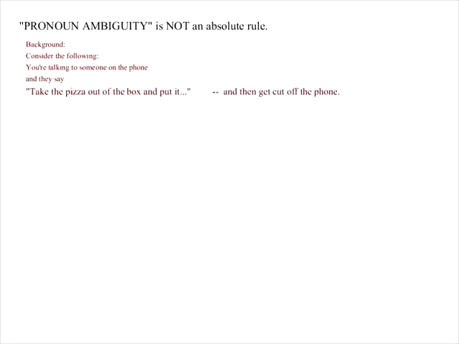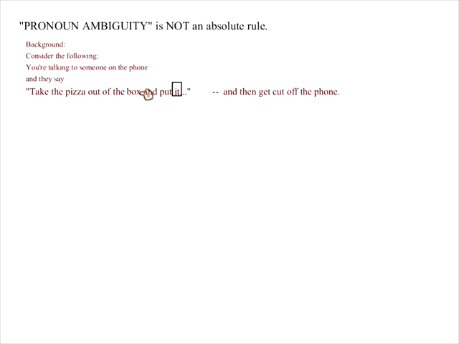Okay, let's say you're talking to someone on the phone, and they say, take the pizza out of the box and put it, and then they get cut off. Okay, so if this is all you hear, take the pizza out of the box and put it, then what is your first instinct as to what it stands for? Turn off your grammar brain, turn off your sort of mechanical thought processes here, and turn on your intuition. If you think it stands for the pizza, put that in the text box, and if you think it's the box, put that in the text box.